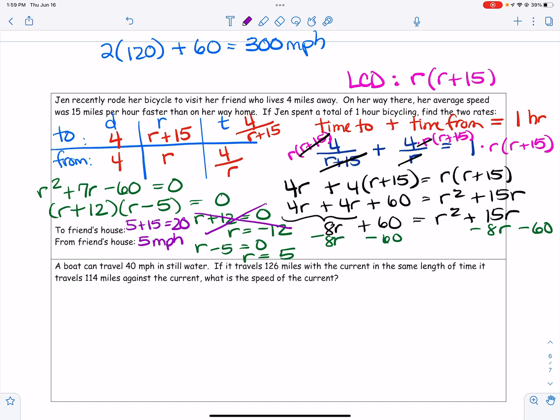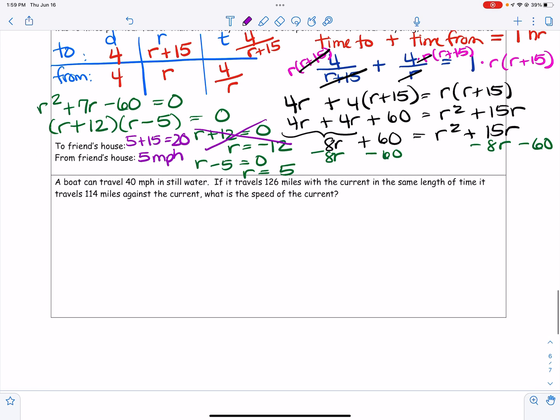Okay? All right, so now let's look at this next one. And this next one, we again have the same length of time. And this will be the last one that we do. This same length of time, but you have to remember your rates. So let's write this. Our rates are always going to be the man-made vehicle. So in this case, it's a boat, plus or minus, depending on the direction that you're moving, the natural force, which is going to be either wind, current, whatever, that's going to be slowing you down, okay?